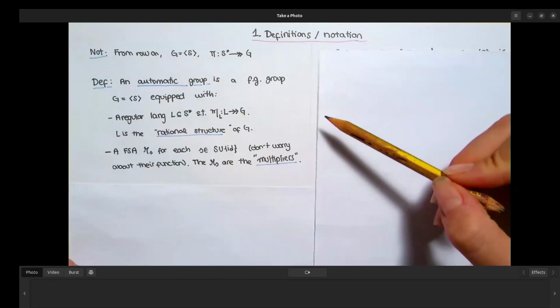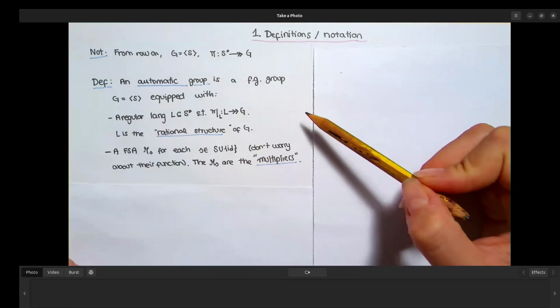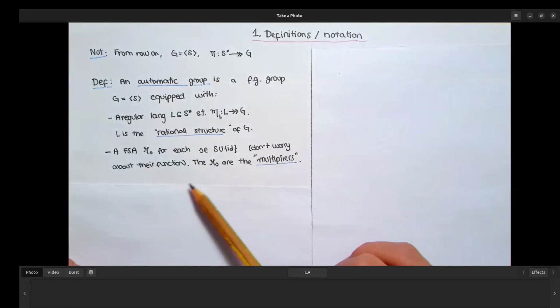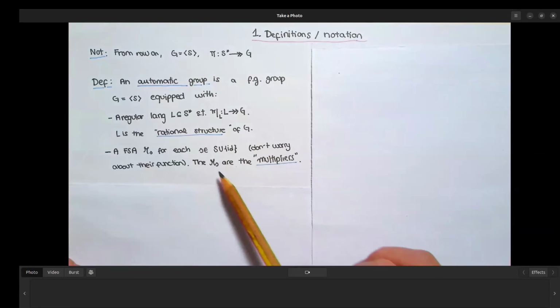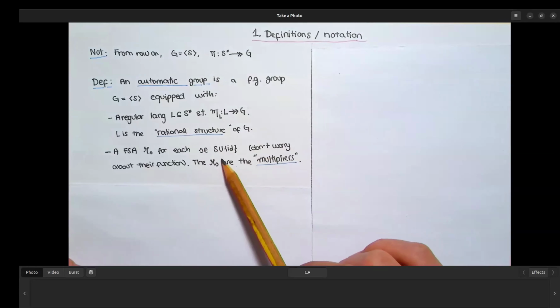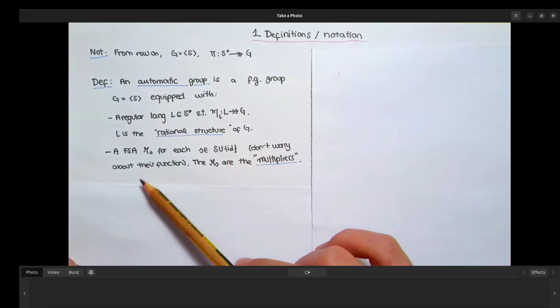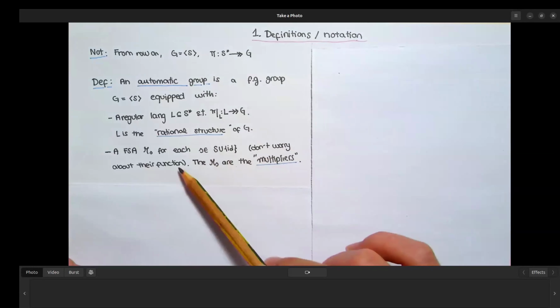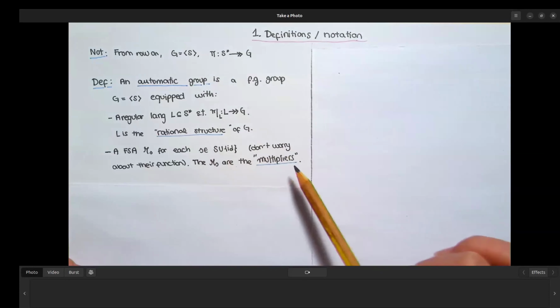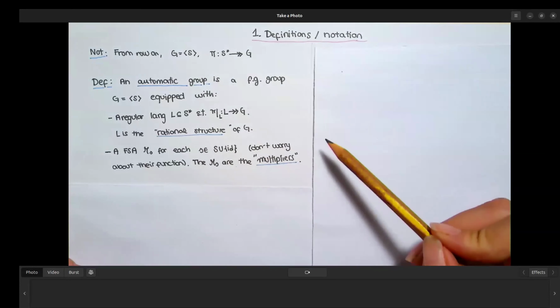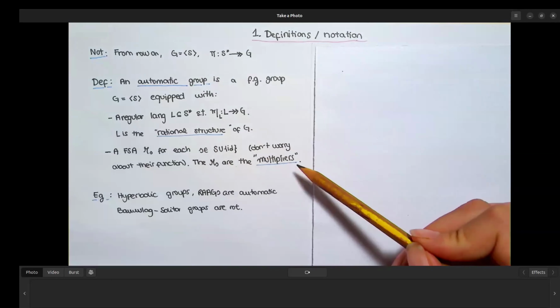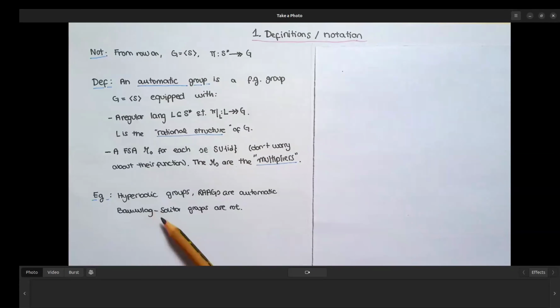And the second thing that a group needs to have to be an automatic group is to have a set of multiplier finite state automata. These are finite state automata that are indexed by the elements in the generating set, and we're not going to need an exact definition for them, but just by their name, you can guess that they have something to do with multiplication in the group. And there are big families of groups, such as hyperbolic groups or braid groups, that are automatic. And a typical non-example of an automatic group is a Baumslag-Solitar group.